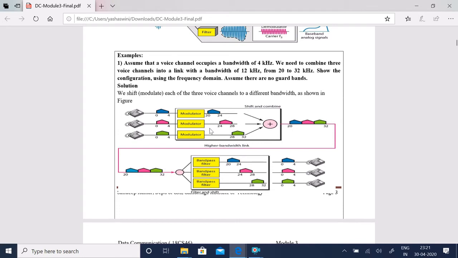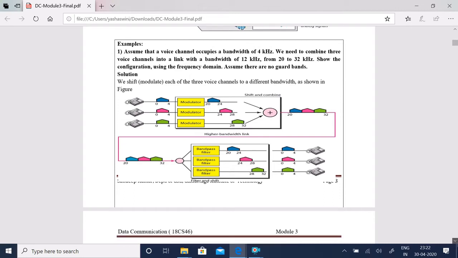All of these analog signals are multiplexed and a composite signal is formed with the frequency 20 kHz to 32 kHz. Now this is passed from sender to receiver. At the receiver end, we apply a demultiplexer, where this composite signal is passed through a band pass filter, which is capable of filtering a particular band of frequency. Now we will be able to get the analog signals individually, which can then reach the receiver.